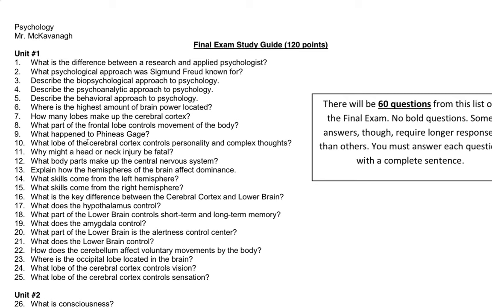Number 2, what psychological approach was Sigmund Freud known for? Sigmund Freud was known for the psychoanalytic approach. Number 3, describe the biopsychological approach to psychology. You can describe it using a simple answer as brain chemistry. Brain chemistry or brain chemicals is how a biopsychological psychologist views his field. It's very specific to brain parts and behavior.